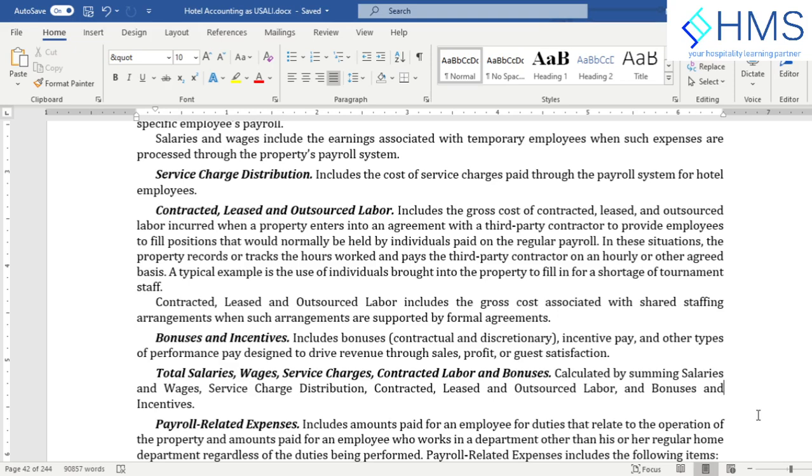And the total of these four line items, the salary, wages, service charge, contract, and bonus, will be considered as the total salary and wages. So it's one part of the labor cost. And the other part of the labor cost is payroll related expenses. The payroll related expenses are categorized into three parts.